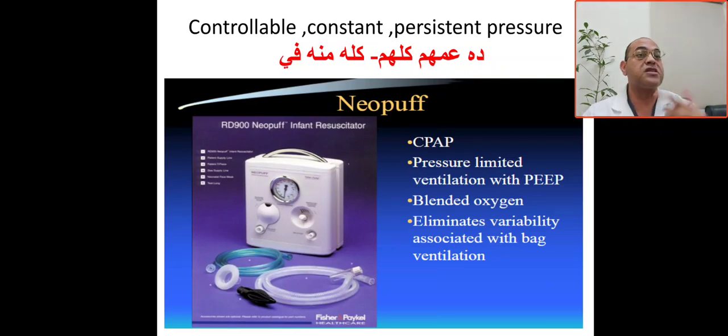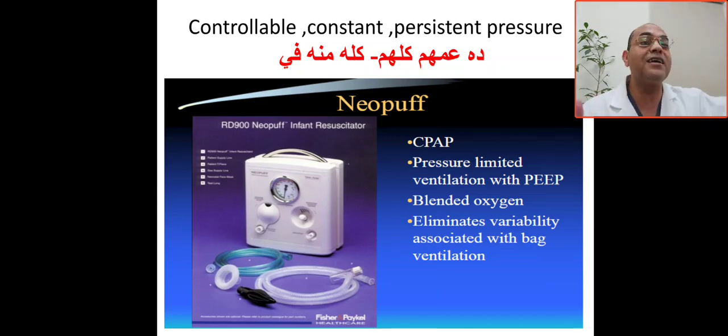The second issue is the pressure. It will be controllable, constant, persistent pressure. Otherwise, you have to put a manometer to monitor the pressure you give to the baby. You might give benefit but also harm the patient, and this will lead to chronic lung disease. So the Neopuff or the CPAP will prevent or decrease the incidence of chronic lung disease.